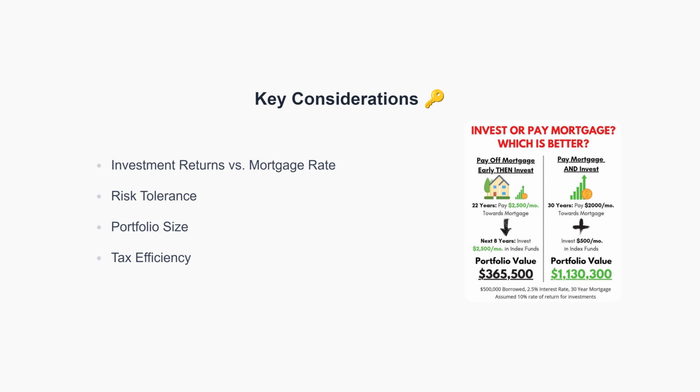Next, consider your risk tolerance. If you're risk-averse and prefer certainty, paying off your mortgage might be the better choice. Portfolio size is another crucial factor. If your investments and pension cover your expenses well, you might be positioned to keep the mortgage. Lastly, plan for tax efficiency. Large withdrawals from taxable accounts in a single year could lead to high tax bills, so it's essential to plan withdrawals that minimize tax impact.